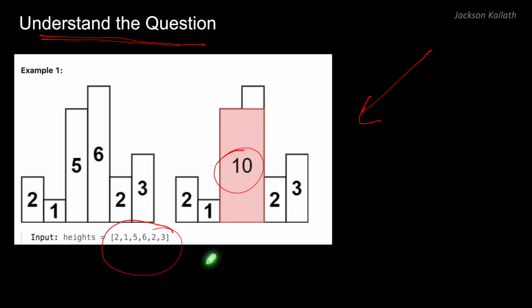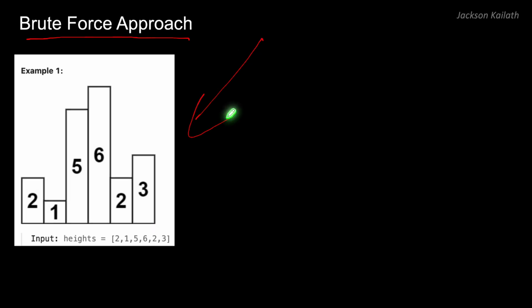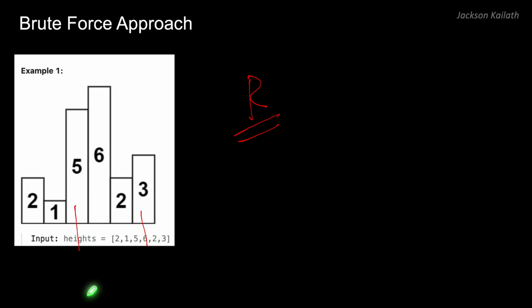To start with, let's think of the brute force approach for solving this question. And let's use the same example which was given to us. The first intuition that you can have is that to find the rectangle with the maximum area between any two bars, like for example, let's pick this bar and let's pick this bar. Now what would be the maximum area of any rectangle that can be formed between these two bars? It would be the width between these two bars, which is equal to 4, into the minimum height between these bars, which is 2 in this case.